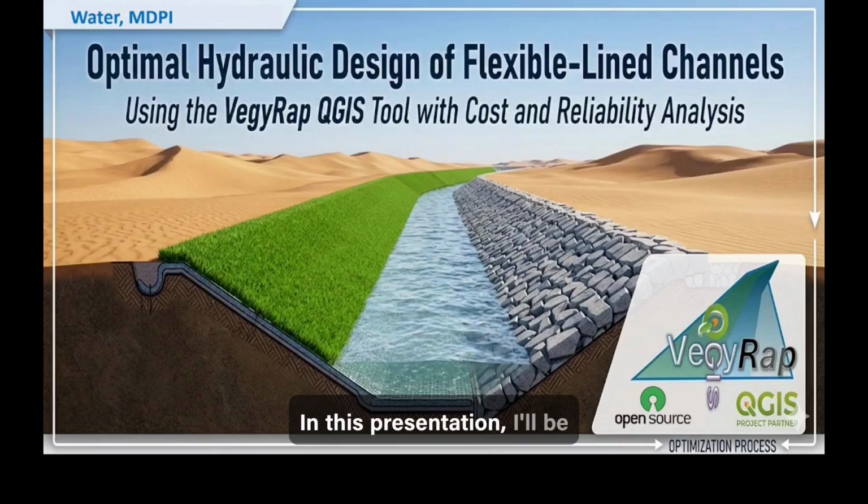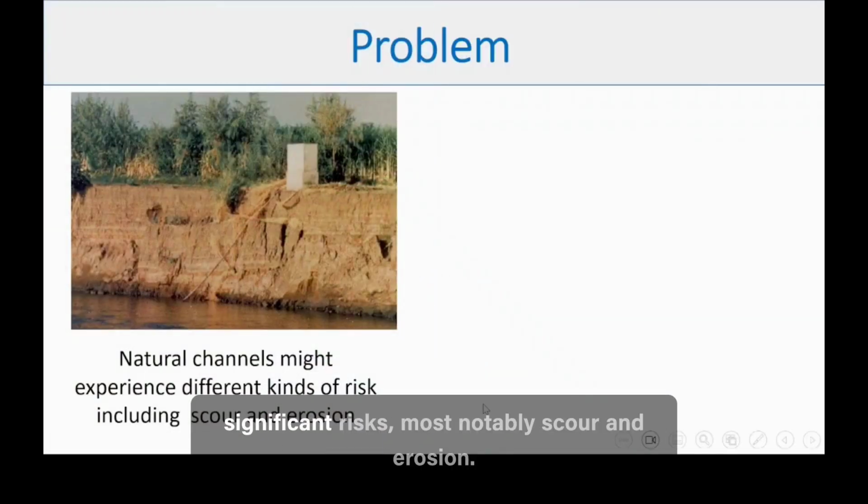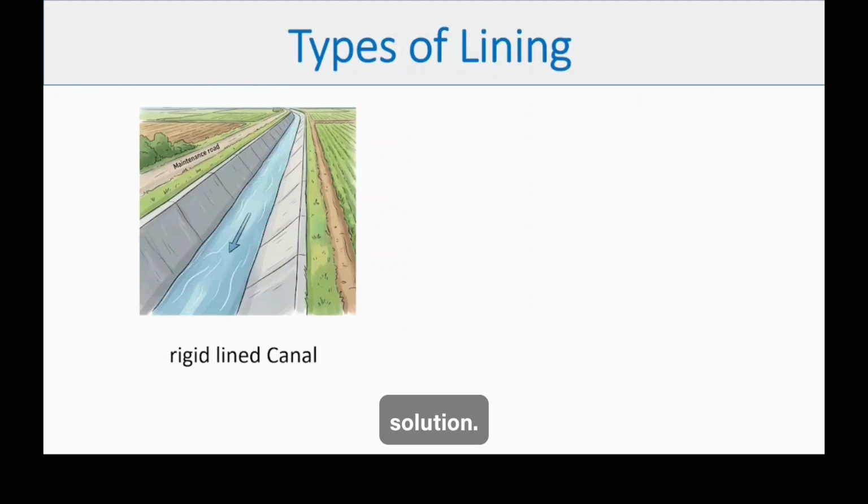In this presentation, I'll be introducing VegyRap, a specialized QGIS tool designed for the optimal hydraulic design of flexible lined channels. Natural water channels are often susceptible to significant risks, most notably scour and erosion. To mitigate these issues, lining the channel is a common solution.